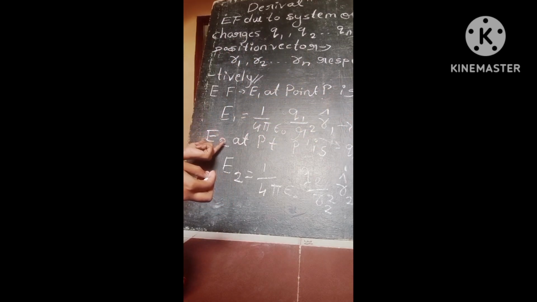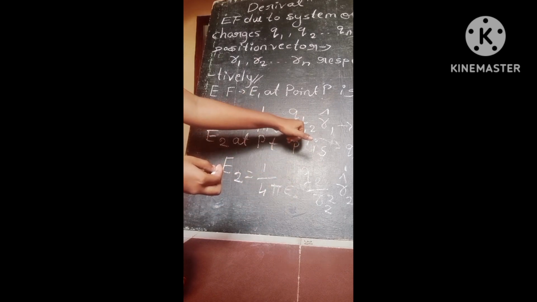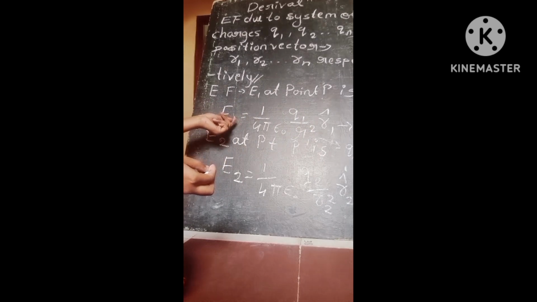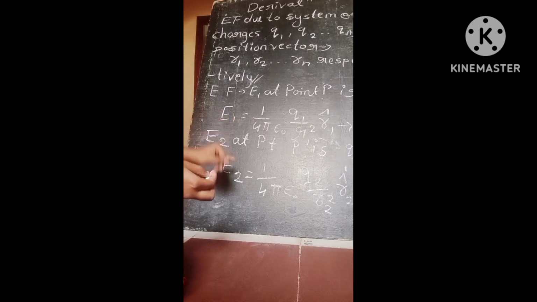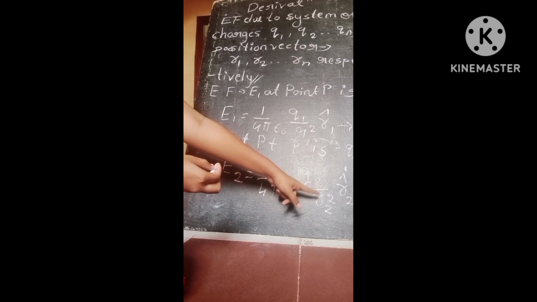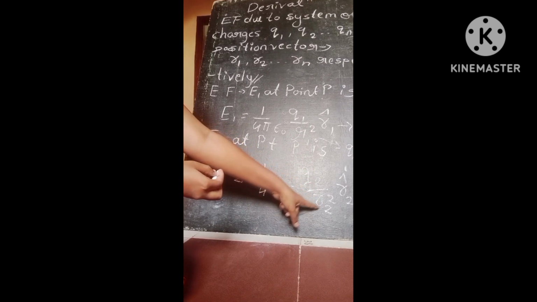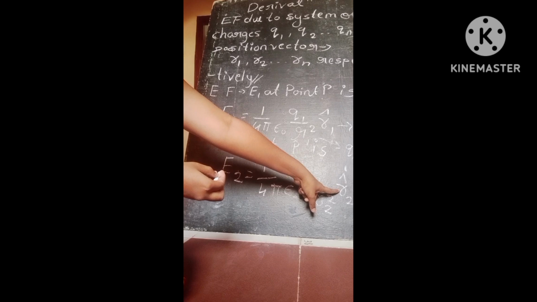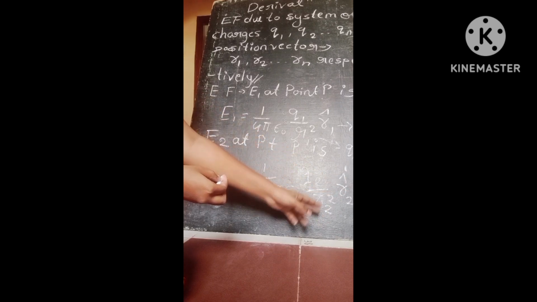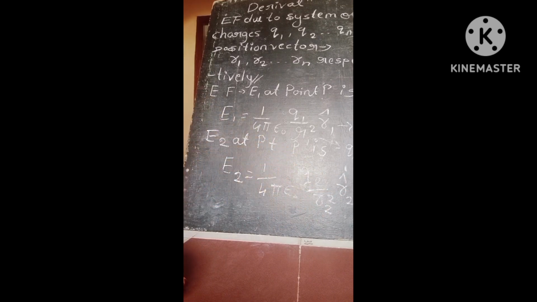Moving further, we have the electric field E2 at the point P, given by E2 is equal to the same equation, 1 divided by 4 pi epsilon naught. Here what changes is that for electric field 1 we took Q1, and now we are speaking about electric field 2, so we take the charge as q2, the position as r2 and the vector as r2 cap. I hope this is clear for you.